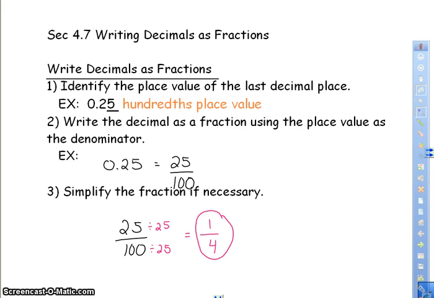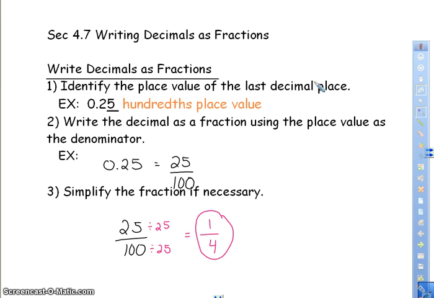Welcome to section 4.7, writing decimals as fractions. Within this section, you're going to notice that we're going to be using some information that we learned in chapter 3 as far as place value. When we write decimals as fractions, the first thing you're going to do is identify the place value of the last decimal, just like when we read it.